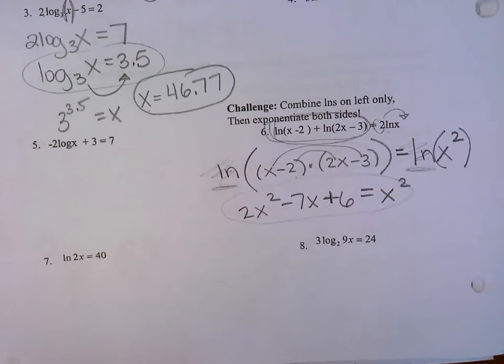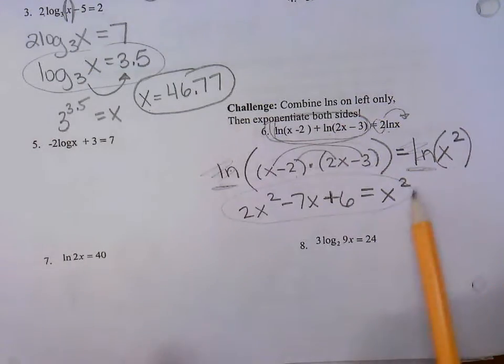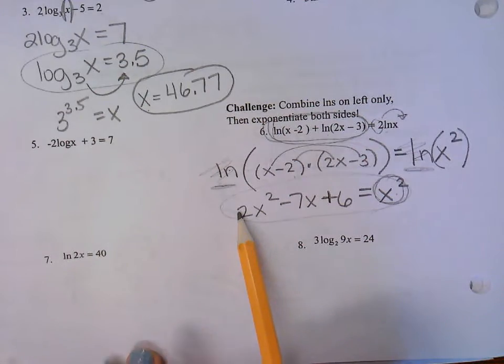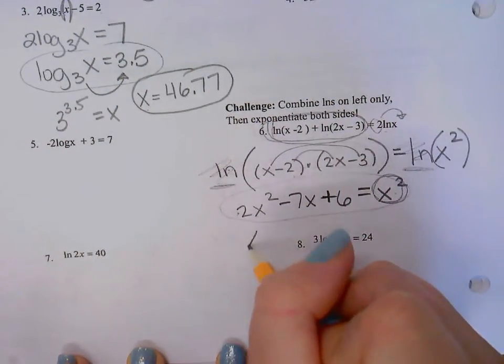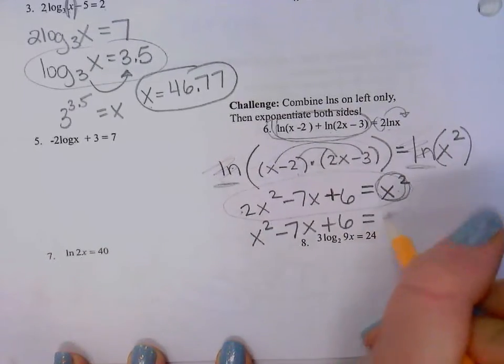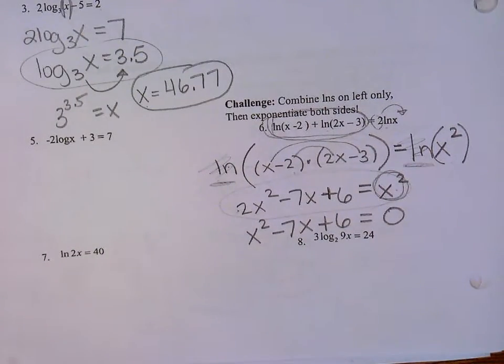So what do I have to do next to solve this quadratic? I need to get what on the right-hand side of a quadratic equation? 0. How am I going to get 0 over here? I'm going to subtract the x squared to the left. So now I'll have 1x squared minus 7x plus 6 equals 0, which is a factorable quadratic. Good thing you told me it was plus 6, or it wouldn't have been factorable. Oh, maybe it still would have, but okay.